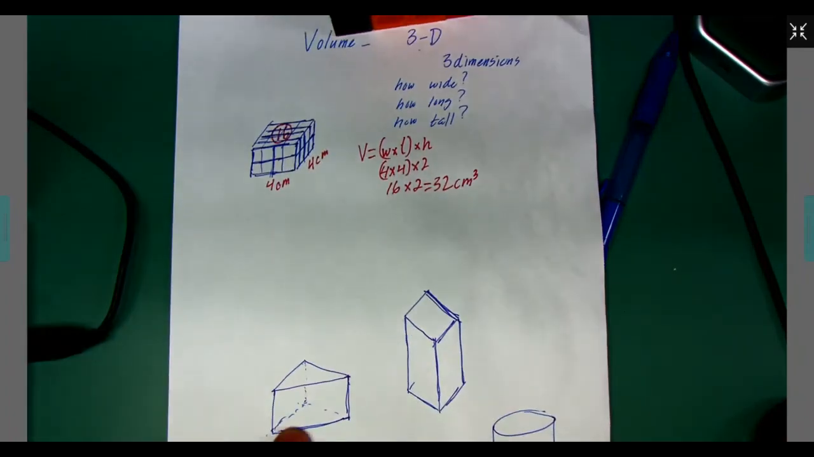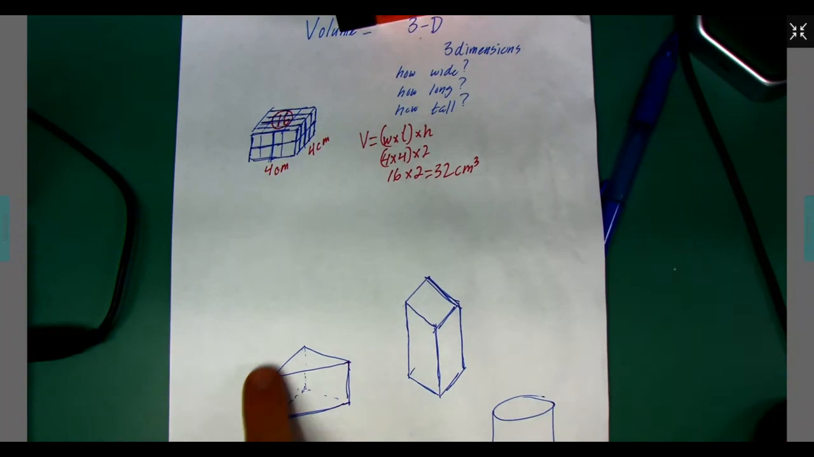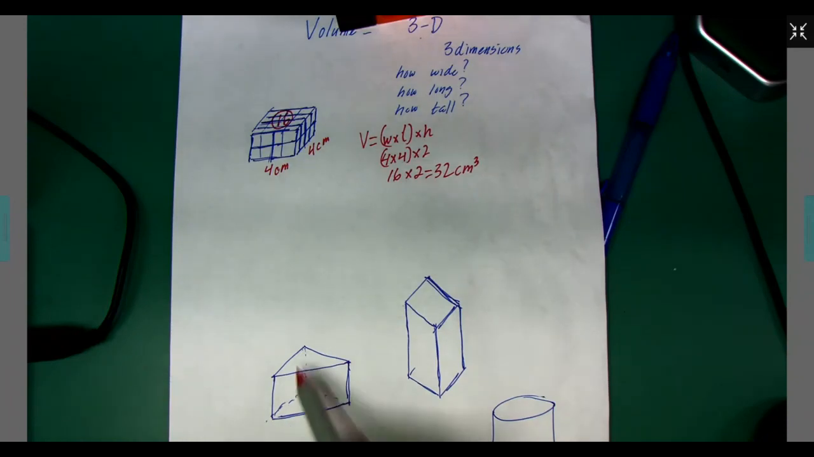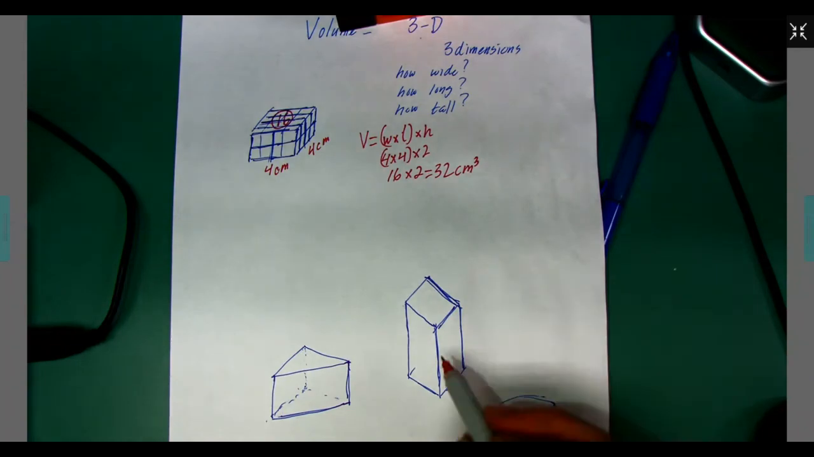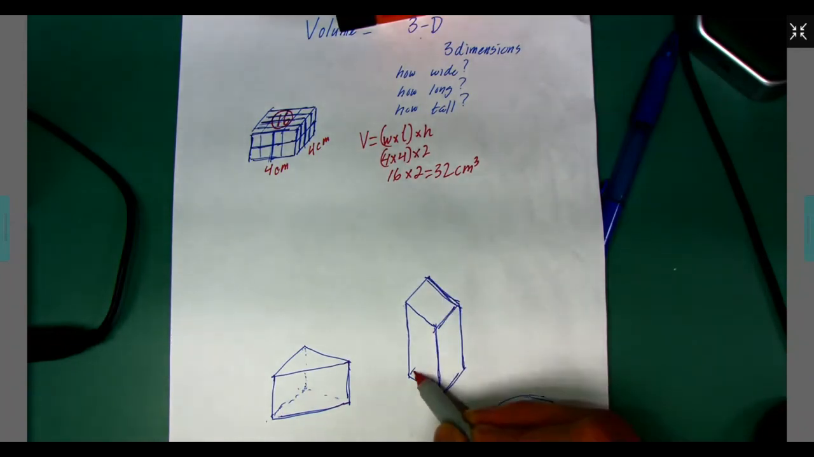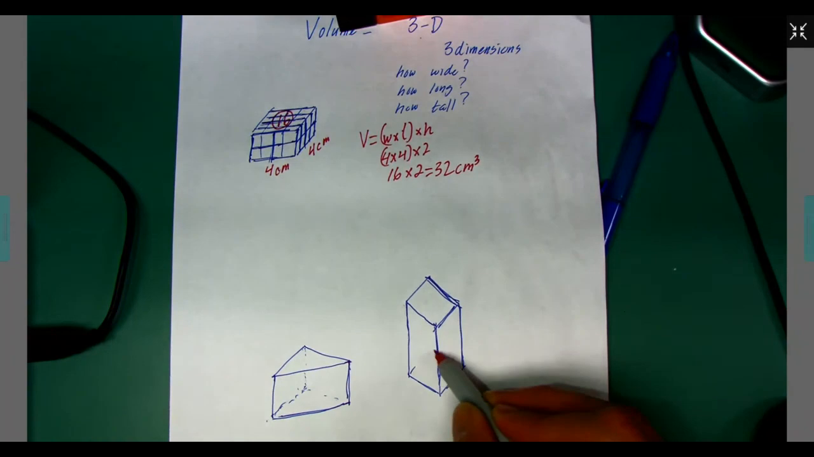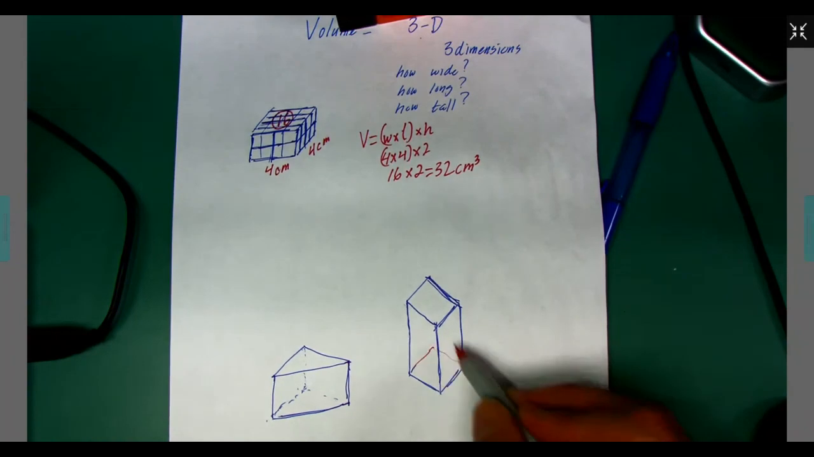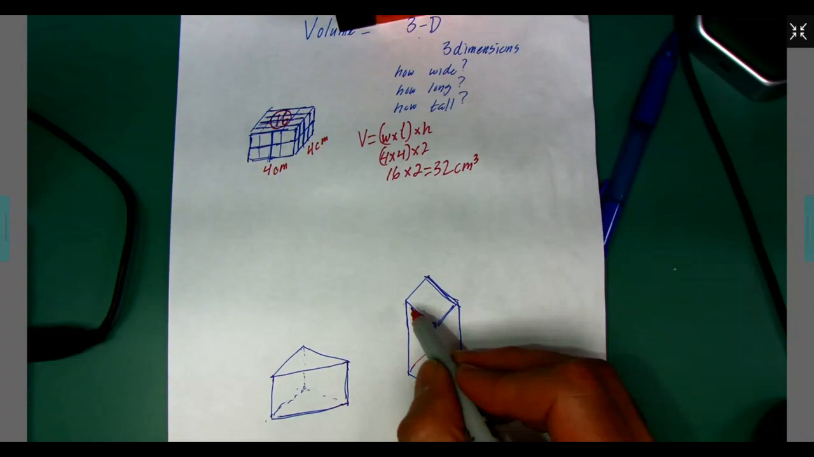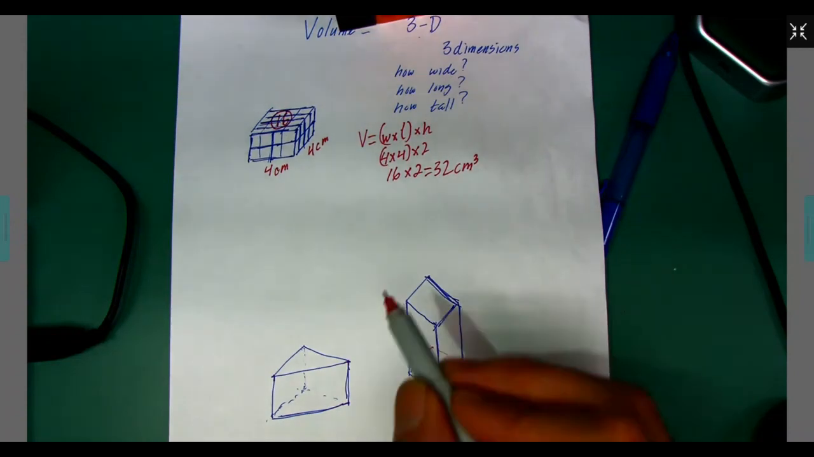You can have a triangular prism. If this triangle here is the same as this triangle here, then you can get the area of that triangle and multiply by how tall it is, and you get the volume of that triangular prism. Same thing with this rectangular prism. If this rectangle on top is the same as this rectangle on the bottom, you can get the area of that rectangle, multiply by how tall it is, and you get the volume.